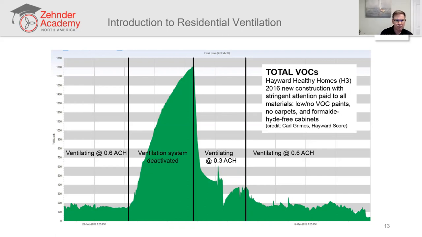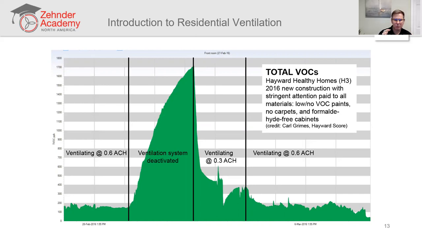Here, what you can see is that this house was ventilated at what I would say is a pretty enhanced rate of 0.6 air changes per hour. And they kept the VOCs at a pretty low count. They turned off the ventilation system and continued to monitor the VOCs. And just because of off-gassing, not because new materials were brought into the house, but just because the materials that were part of the construction were off-gassing actively, that VOC count skyrocketed over the course of, I think it was, a day or so.